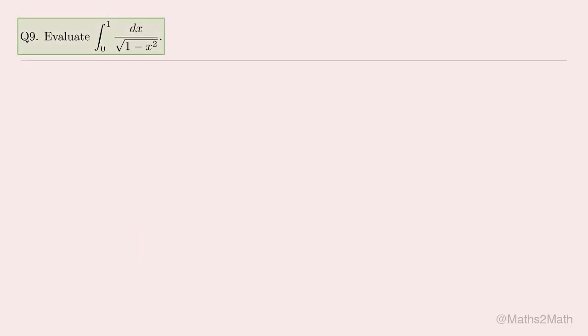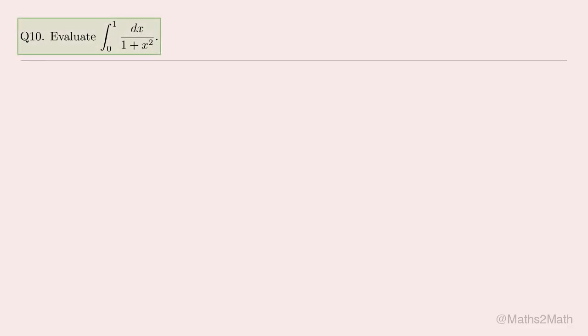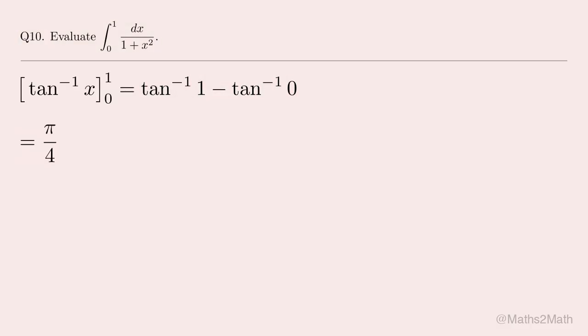Question 9. The inverse sine formula over 0 to 1. Endpoints 0 and 1 give 0 and pi over 2. Evaluate inverse sine. Pi over 2 minus 0. Question 10. The arctangent over the unit interval. A quarter turn. Evaluate inverse tangent. Pi over 4.